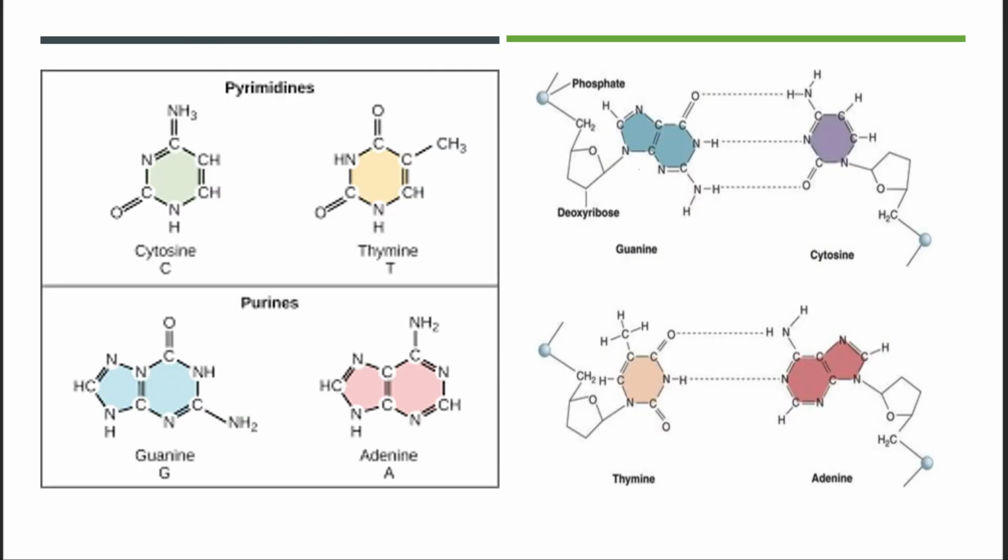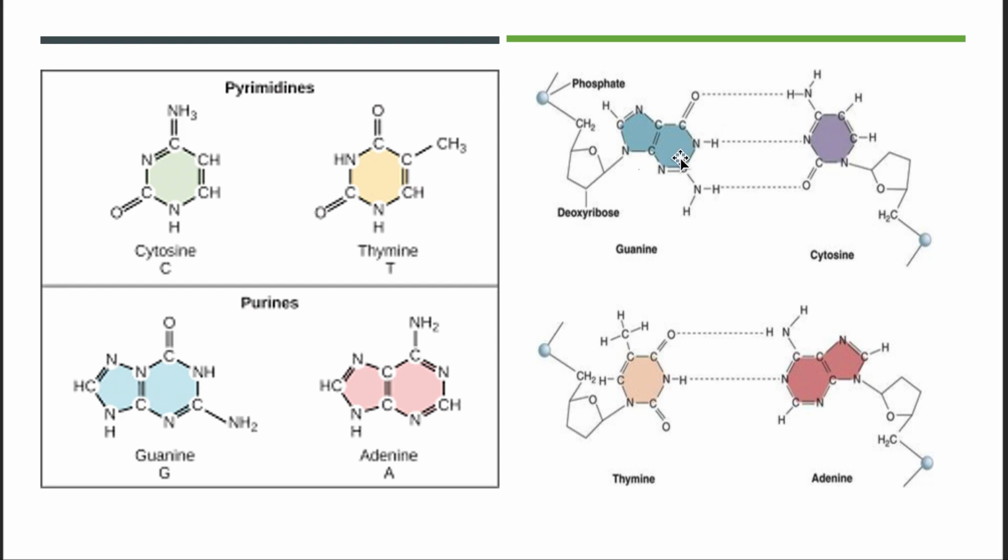Nitrogen bases in DNA are of 2 types, the purines and the pyrimidines. Purines are adenine and guanine. Pyrimidines are cytosine and thymine. So each nucleotide will have one or the other nitrogen base. In case one of the polynucleotide strands has guanine, then on the adjacent strand, we always see a cytosine.